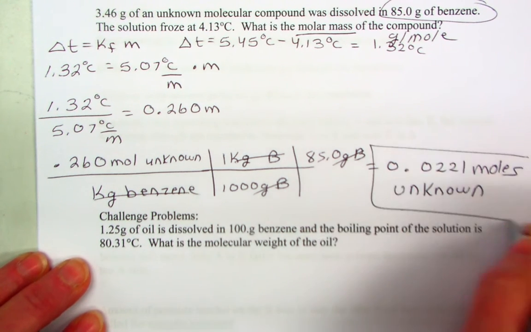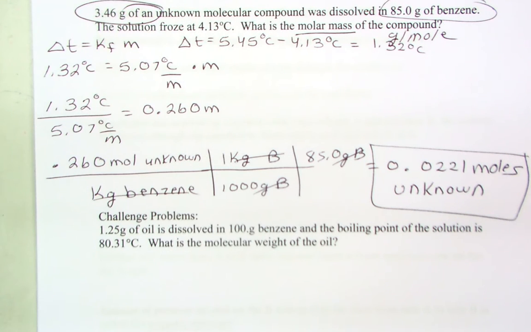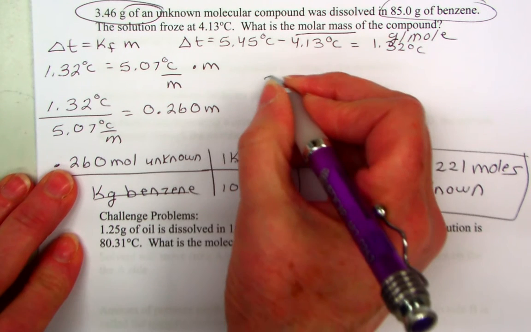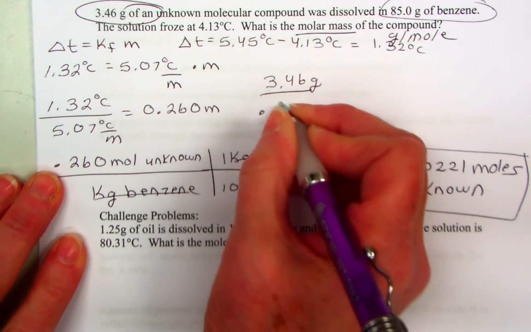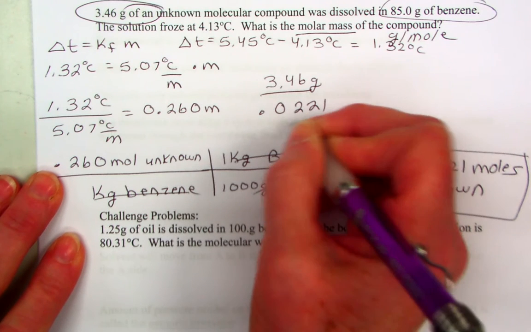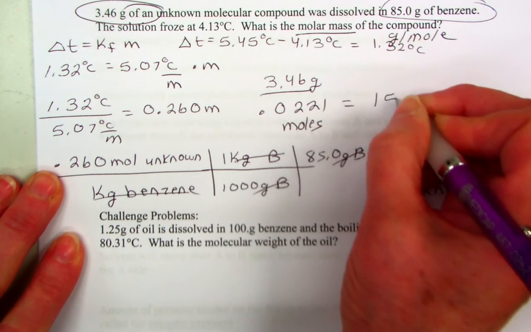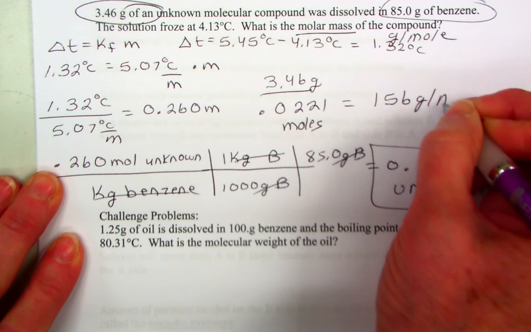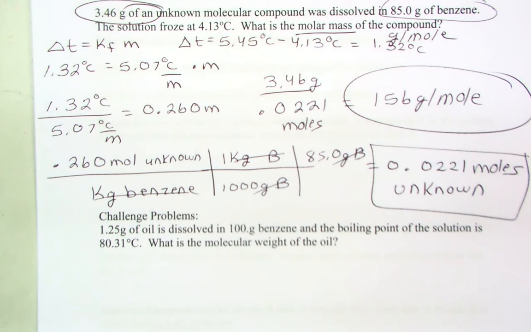If I know the moles of unknown, and I was given information about the mass, I can find molar mass. 3.46 grams divided by 0.0221 moles is equal to 156 grams per mole. That's the molar mass of my unknown. That's one of the hardest problems you'll see, and that is what you're going to do in lab on Monday.